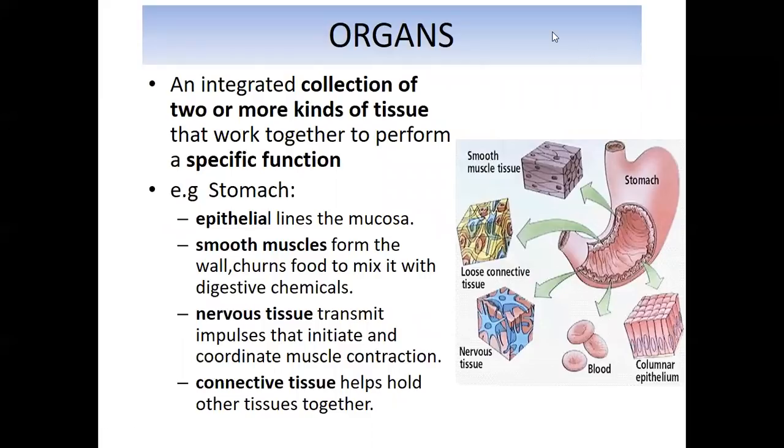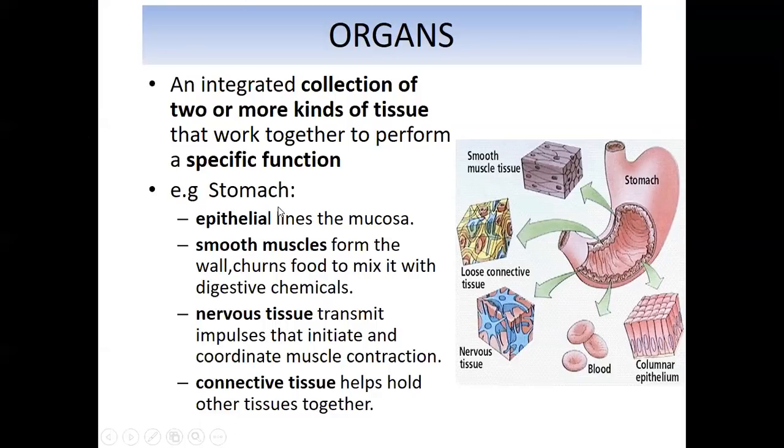And for the organs, an organ is an integrated collection of two or more kinds of tissue that work together to perform a specific function. That is the organ. So I mean a collection of two or more kinds of tissue that work together to perform a specific function. For example, here we have the stomach.